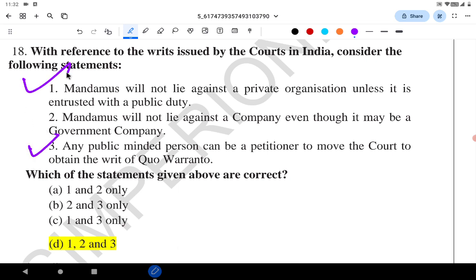This is correct. This is correct. Mandamus will not lie against a company even though it may be a government company. Correct. All three are correct.